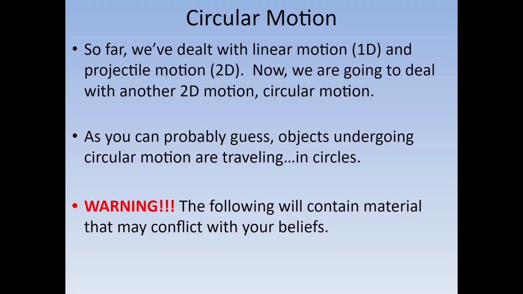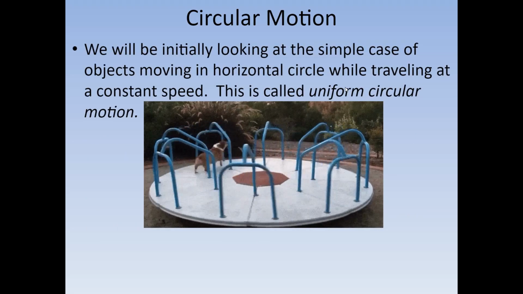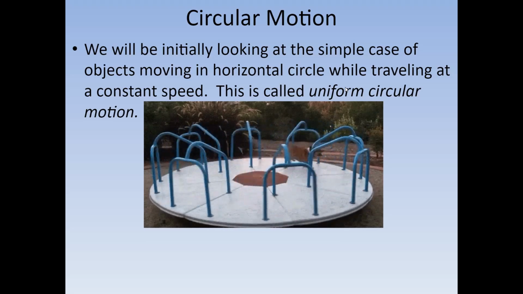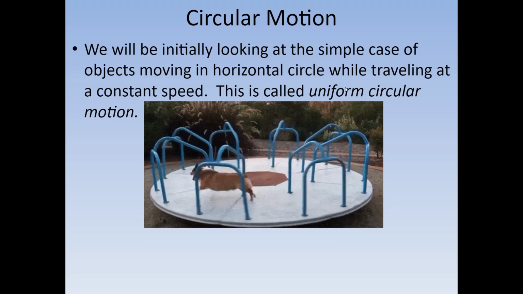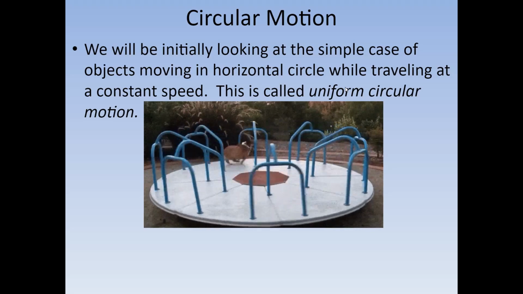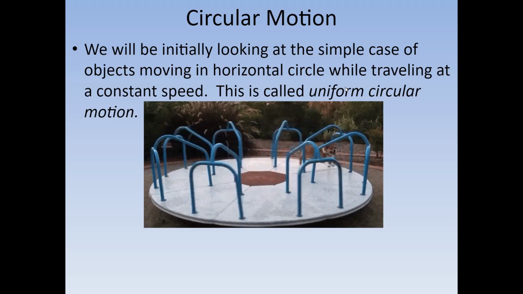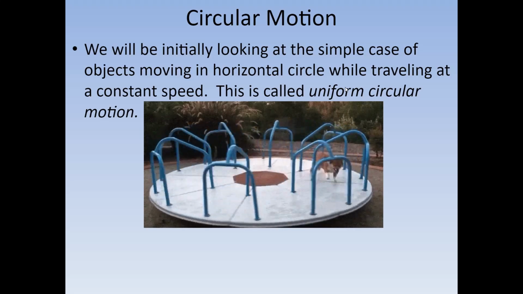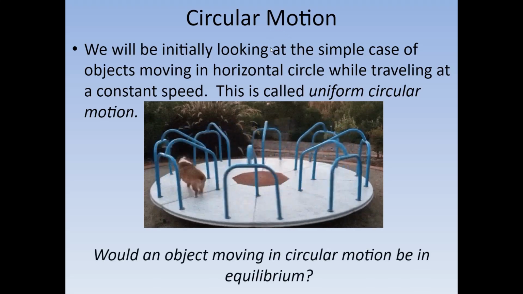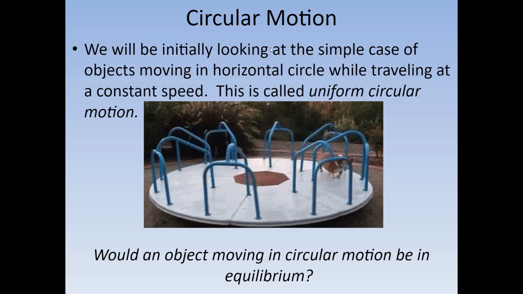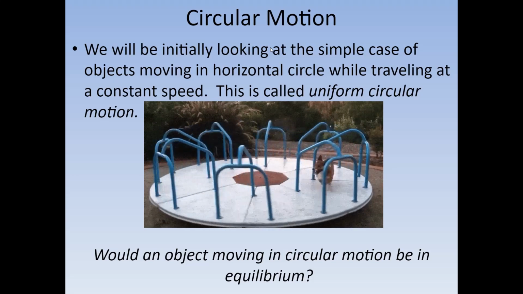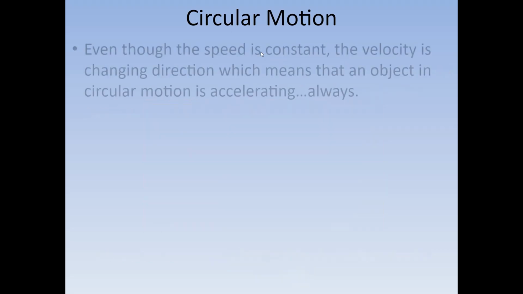counterintuitive. So the first thing that we want to talk about is an object that is moving in circular motion. We're going to talk in particular about uniform circular motion, which refers to an object moving at constant speed in that circular motion. Now, one thing I want to ask is, would an object in uniform circular motion at constant speed be in equilibrium? And the answer is no.